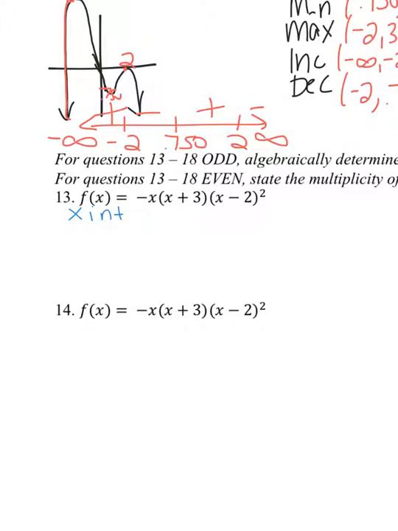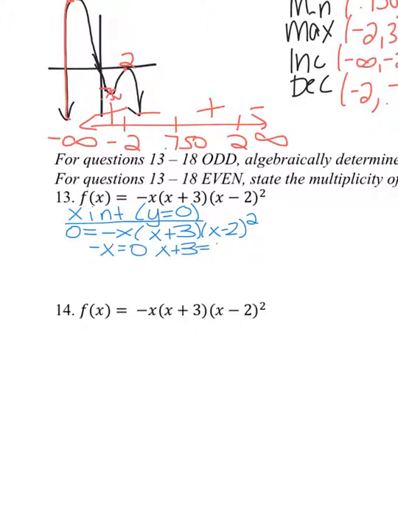So let's do x-intercepts first. X-intercepts are where y is equal to 0. So this is 0 equals -x times x plus 3 times x minus 2 squared. It's already factored for me, so I set each of my factors equal to 0, and then I solve. X minus 2 squared equals 0. So here, this gives me x equals 0. This gives me x equals -3.